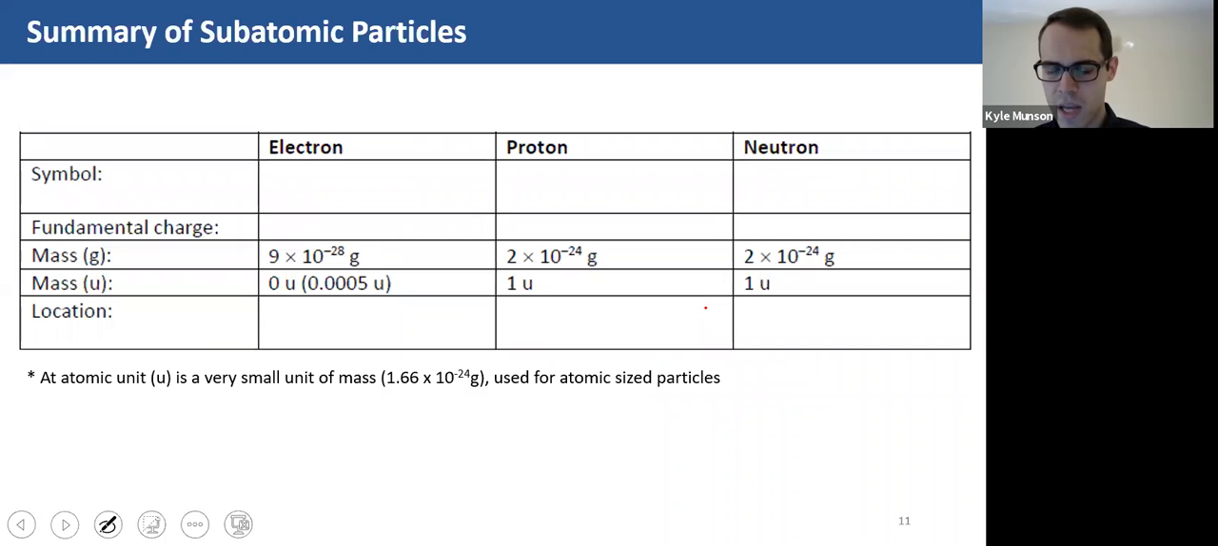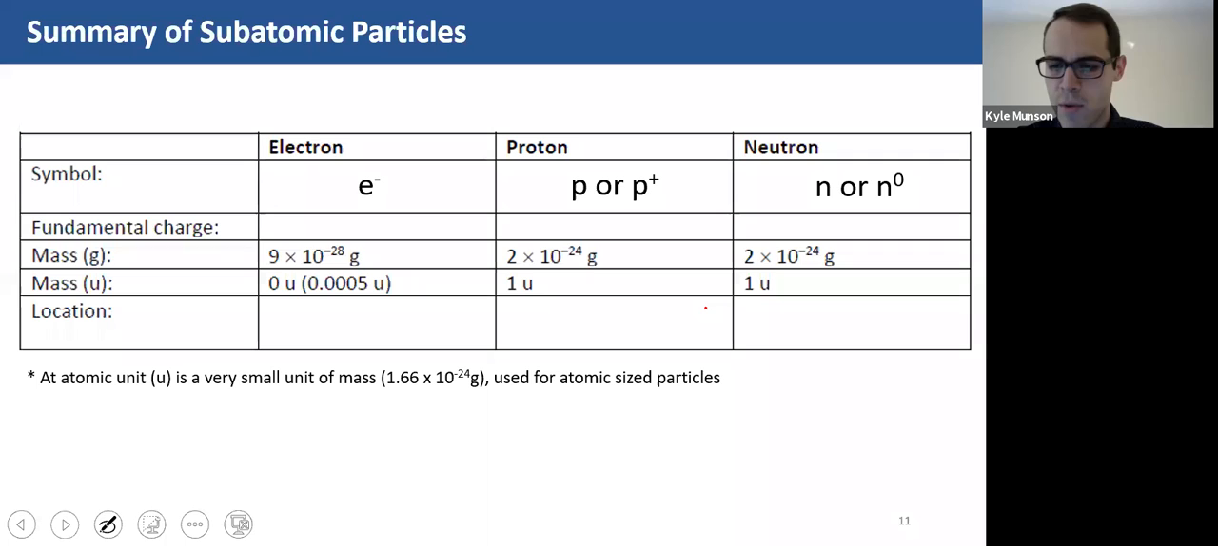So here's a summary of subatomic particles. This video is going to be fairly brief. And in the next video, we're going to be talking a little bit more about the nuclear model of an atom, worked by Rutherford. But for now, let's just look at the summary of subatomic particles. So we have electrons, protons, and neutrons. And their symbols are shown here.